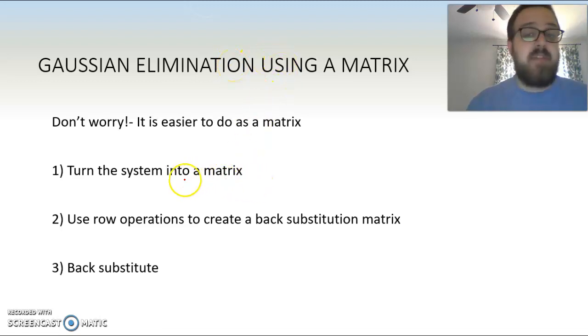Basically, it's the same thing you did before, but this time we're just going to look at it in a matrix, okay? I tend to think it's a little bit easier because you have a little less stuff running around that you have to look at, a little less writing X's and Y's and Z's. It's all organized in this rectangle for you. Basically, you turn your system into a matrix, use our operations to create a back substitution matrix, and then go ahead and back substitute to solve.